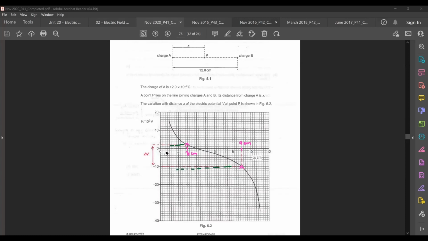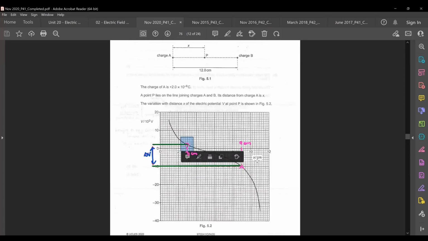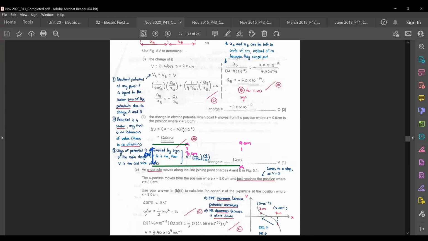change in potential between those 2 points. It's probably better if I just draw a straight line like this. So what they want is the change in potential between these 2 points. This is pretty straightforward to do. You just take the higher value minus the lower value, meaning to say you take the positive value minus the negative value. So here you should be getting 2 minus negative 10.